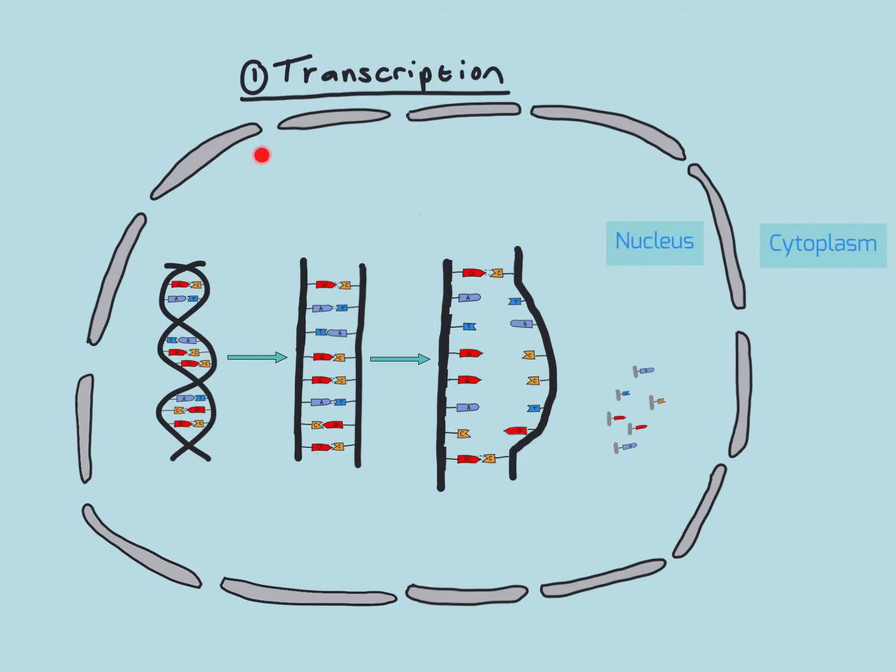You can see this here. This is the nuclear membrane that is wrapped around the nucleus with pores in various places. And outside the nucleus is the cytoplasm of the cell.